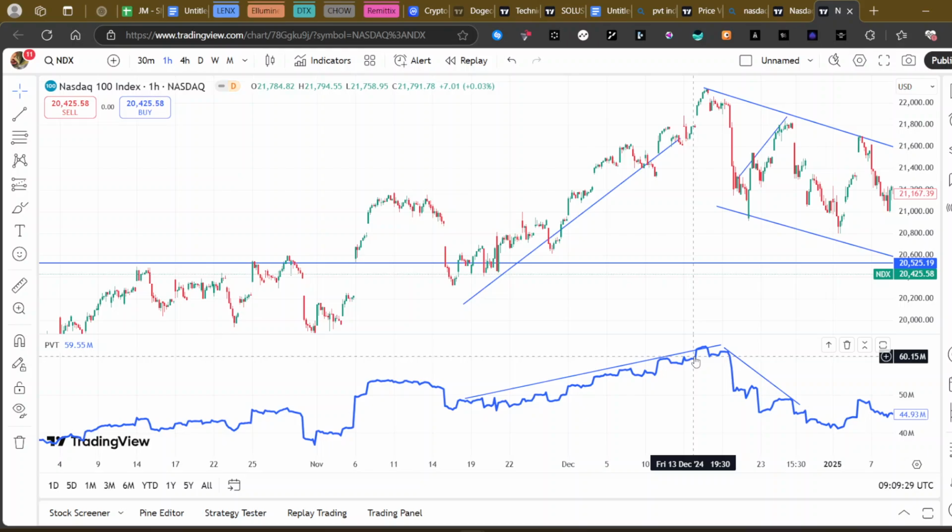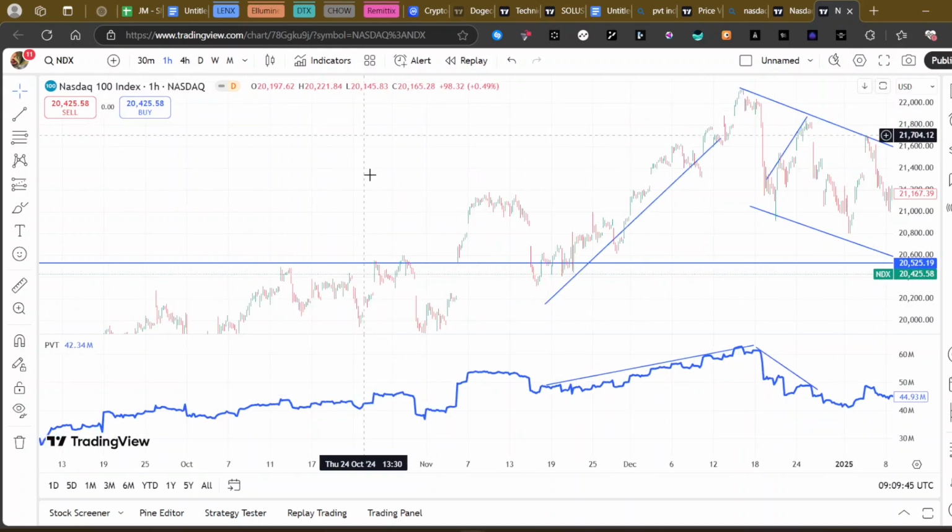Now, in as much as divergence is a popular strategy and an effective one, it does not mean that every divergence is going to result in an instant reversal. Okay, so take note of that. Sometimes trends can continue even with a divergence. So always look for extra confirmation before taking action. It is very, very important.